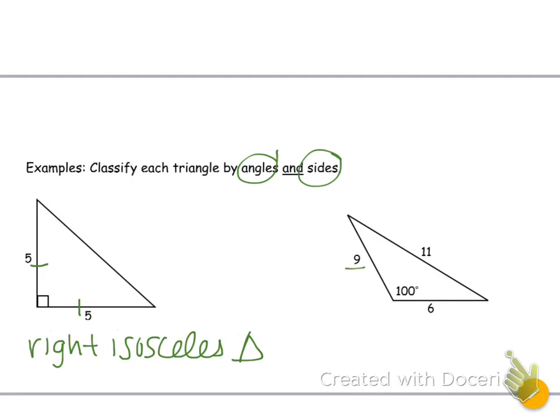Okay, my next one, none of the sides are the same, so it's going to be scalene by its sides, and then we have one obtuse angle, so it's going to be scalene obtuse triangle.